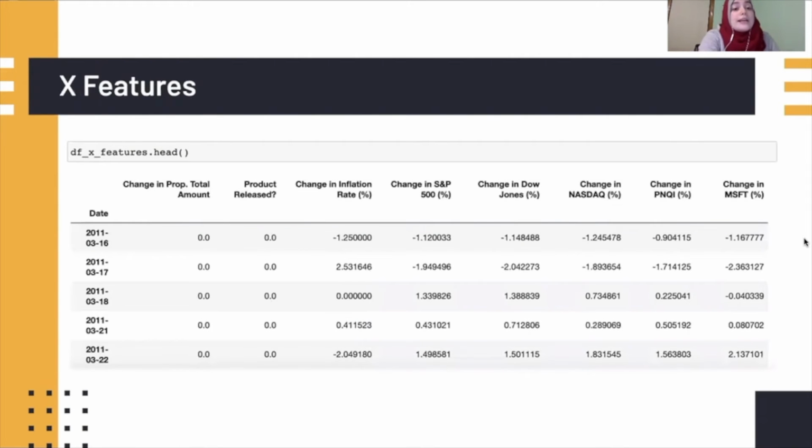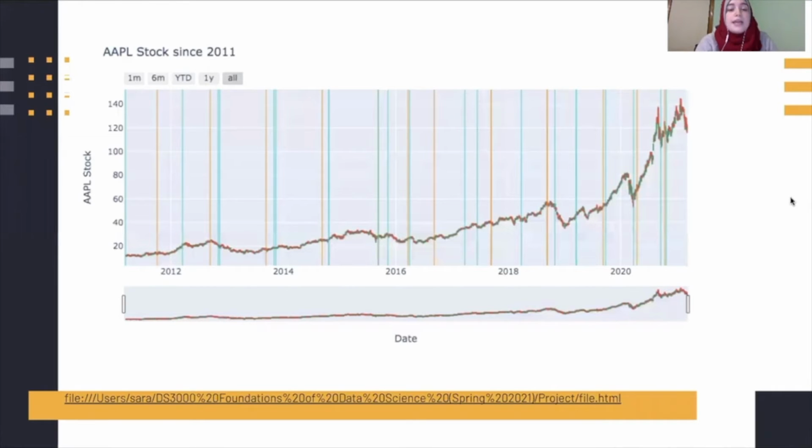So here's a look at our X features data frame. First, we have our change in proportional total amount of insider trading, whether or not a product was released on a given day, and then our percent changes in the rest of our features. And here's a quick data visualization. The graph that you see here is a candlestick of the Apple stock, and the vertical lines are the iPhone and iPad release dates as dark orange and dark turquoise respectively.